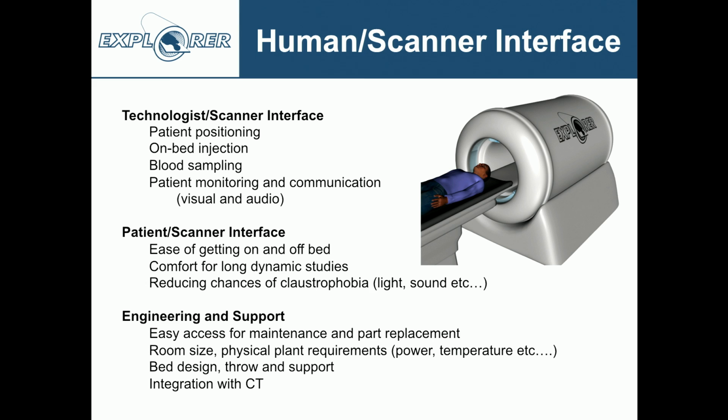And then I've already mentioned some of the engineering and support challenges. We've got to be able to get in and replace parts easily if they fail. We have to think about the room size. And actually, it turns out the room size doesn't need to be much bigger than it is for current clinical PET-CT scanners, because the throw of the bed already has to get all the way through the CT scanner. So as long as the PET scanner is close behind the CT scanner, we don't need much more space. And actually, we potentially don't even need a redesign of the bed from current systems. And one thing I didn't make absolutely clear, which I should, is that this system will be integrated with the CT scanner. It will be a PET-CT scanner.